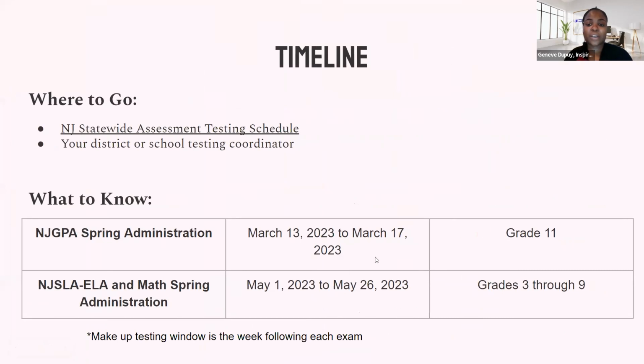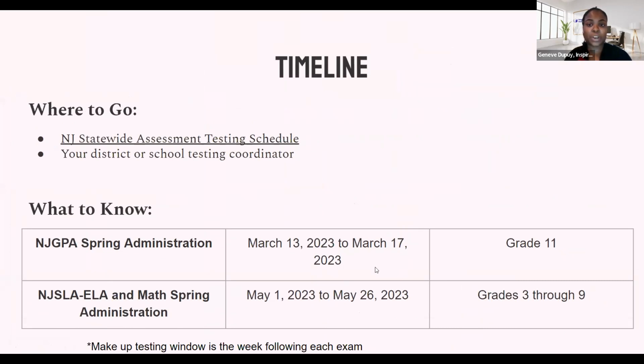So for each of our sections here, I want to give you a little bit of information about where to go to find the details you'll need, as well as some key information to keep in mind. So in terms of timeline, the NJGPA assessment, which is for our 11th graders, is very quickly approaching. The administration dates are March 13th to March 17th. And the makeup session is the week following.